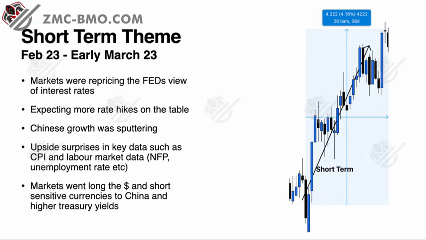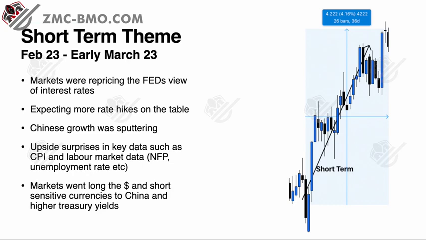Markets went long the dollar and short currencies sensitive to China and higher treasuries. As you know, treasuries, for example, the Japanese yen is very sensitive to treasuries. Currencies that are sensitive to China, for example, the euro, the Aussie, etc. If you go back into February, you would have seen AUD push to the downside. You would have seen EURUSD push to the downside as those short-term themes.